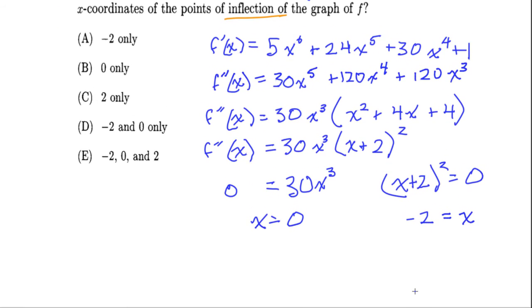Let's go ahead and make our x coordinate, or x axis, I should say. That's our x. There is our negative 2. There is our 0. We have to check if these are actually inflection points. Those are only possible inflection points.